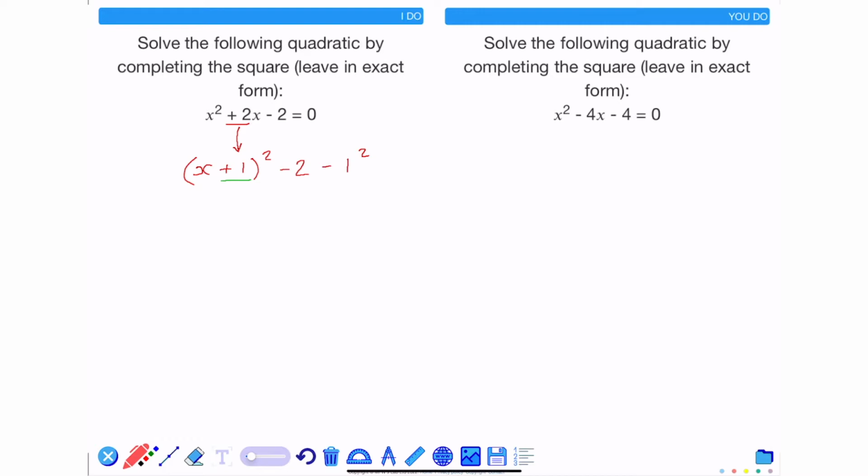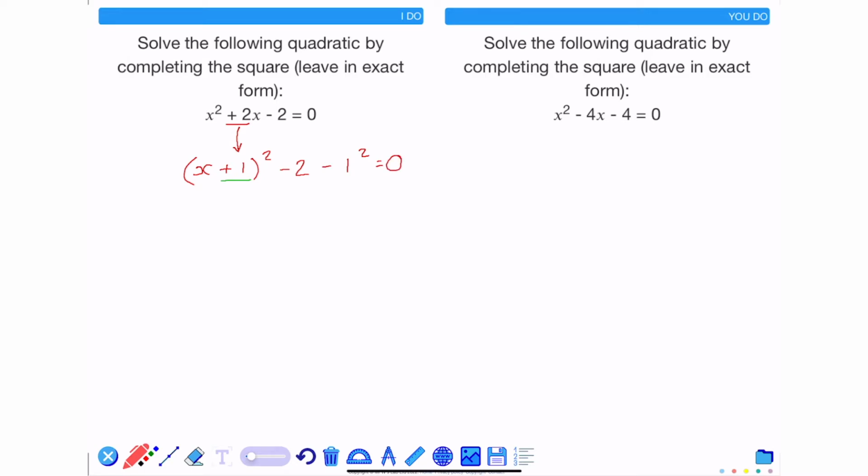One of the main reasons for this minus 1 squared is that when we expand x plus 1 all squared, we end up with 1 on the end of our expression. Then if we take away 1 squared and take away 2, we end up with the original quadratic that we started with.